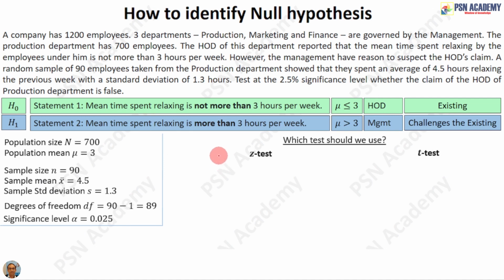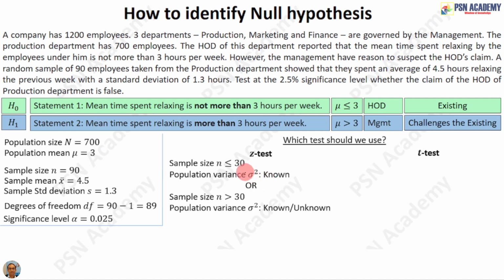Z test or t test? Let us see the criteria of the z-test. If your sample size is less than or equal to 30, but your population variance sigma square is known, then you can go for the z-test. Or if your sample size is greater than 30, and your population variance is known or you do not know the population variance, then also you can go with the z-test. In that case, the sample variance will be treated as the population variance, right?